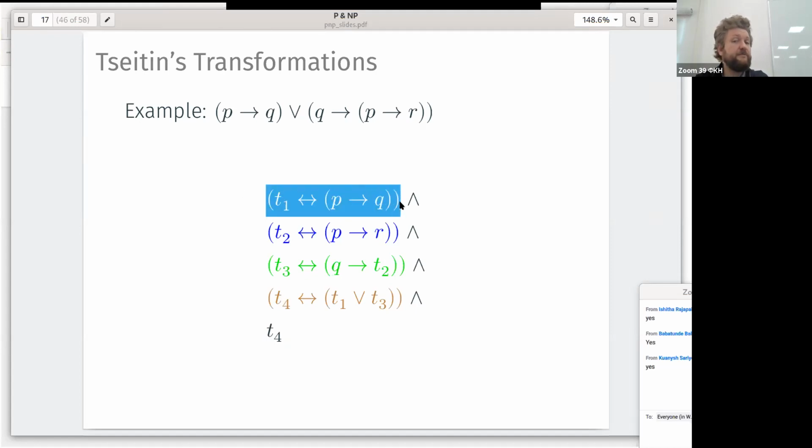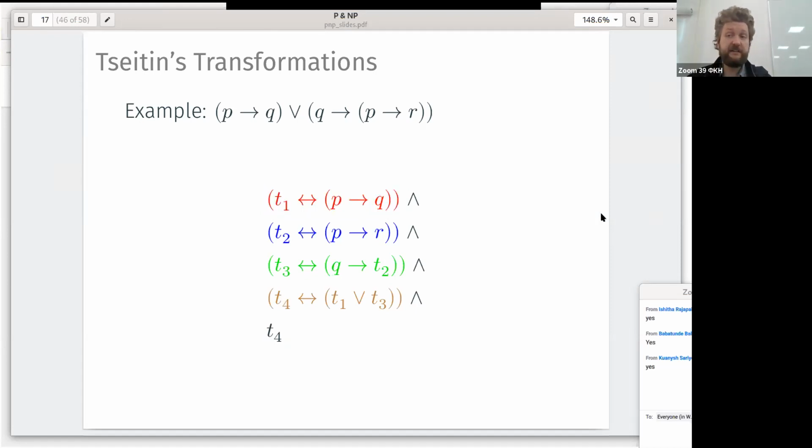So this guy is true. And the same for all others. So if we satisfy this, we satisfy this. So they're equisatisfiable. The satisfying assignments are different because here we had to add satisfying assignments for the T's, which was not the case here. Okay? So this is the transformation from a formula into something which is closer to a 3CNF.